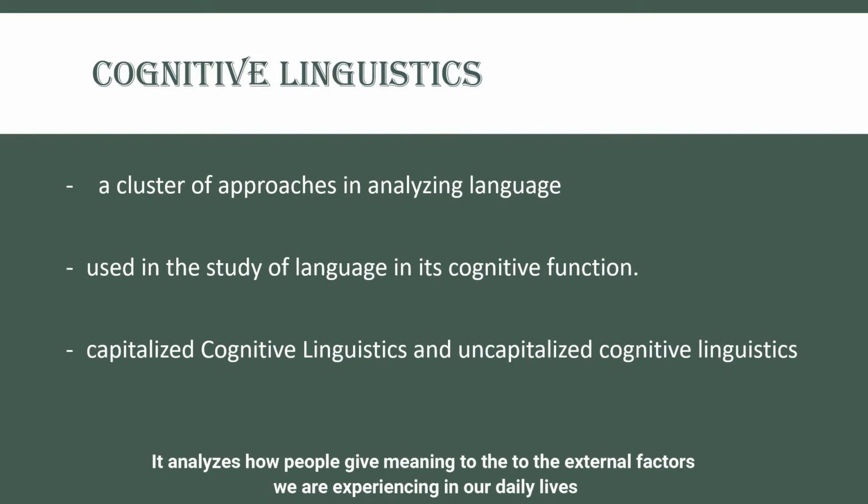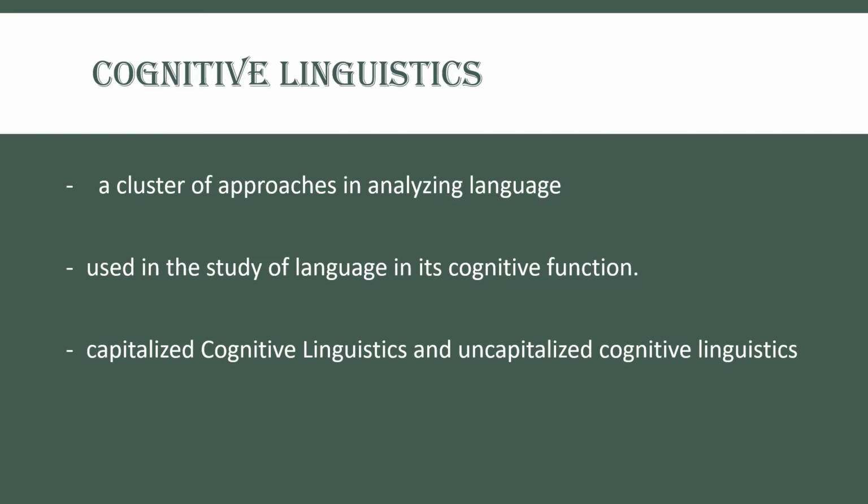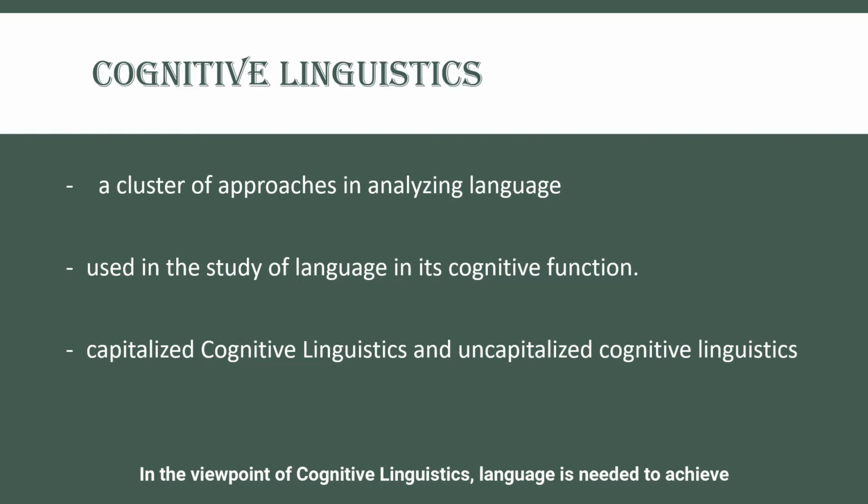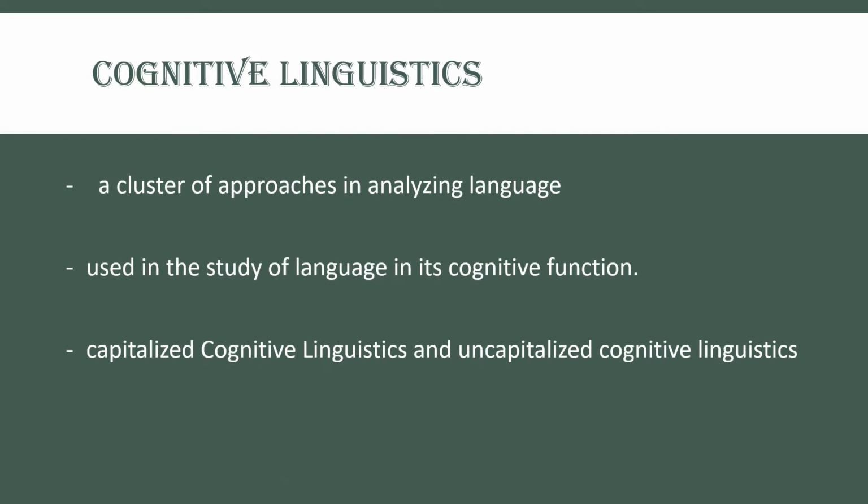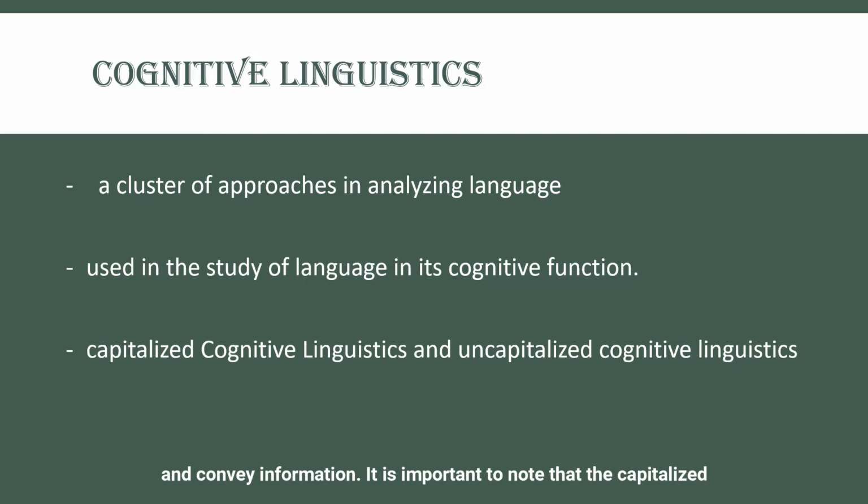It analyzes how people give meaning to the external factors we are experiencing in our daily lives and how that meaning is used to deal with our experiences. In the viewpoint of cognitive linguistics, language is needed to achieve understanding of the world, since it is being utilized to organize, process, and convey information.